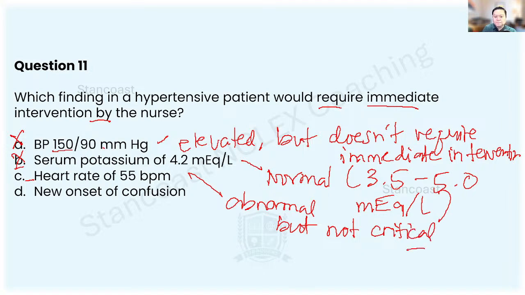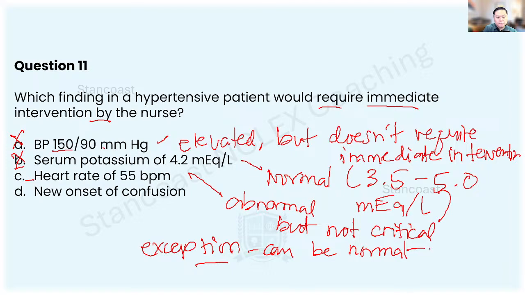All right. It can be normal. Okay, so exception. Let me just put that there. Exception can be normal in athletic individuals. All right. There's an exception to the bradycardia that is 55. We don't know if the patient is athletic or not, but it's not that critical. So if you have a patient that has a new onset of confusion, yeah, that is the correct answer.